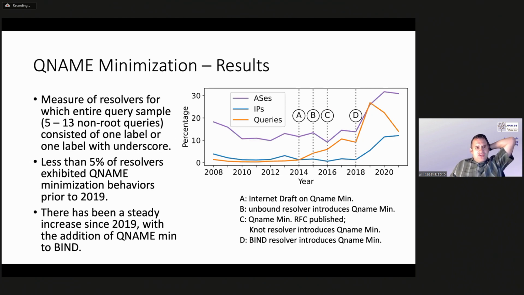So we measured this by taking the entire sample, again, this small sample of 5 to 13 non-root queries, because of course we needed at least one label to analyze this. And if the entire query sample consisted of one label, then we labeled that as QName, a QName minimizing resolver.